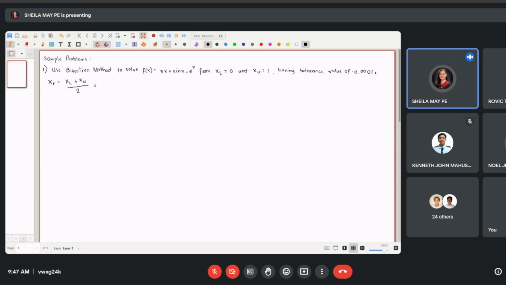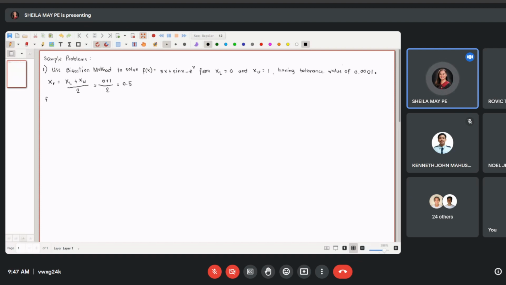Okay, so we have the problem: use the bisection method to solve the function of x, 3x plus sine x minus e raised to the power of x, with x sub l at 0 and x sub u at 1. We have our x sub l, that's 0 plus 1 over 2. So this would be 0.5.